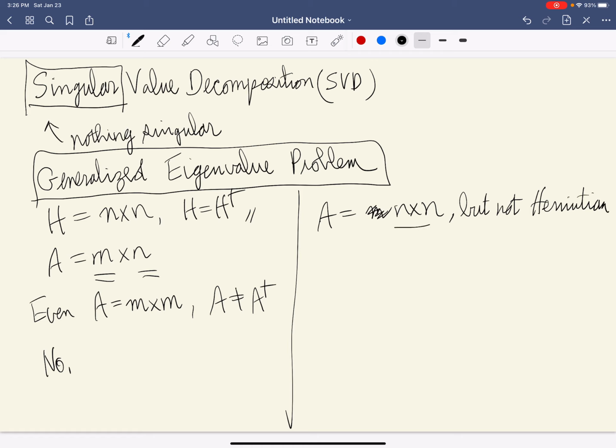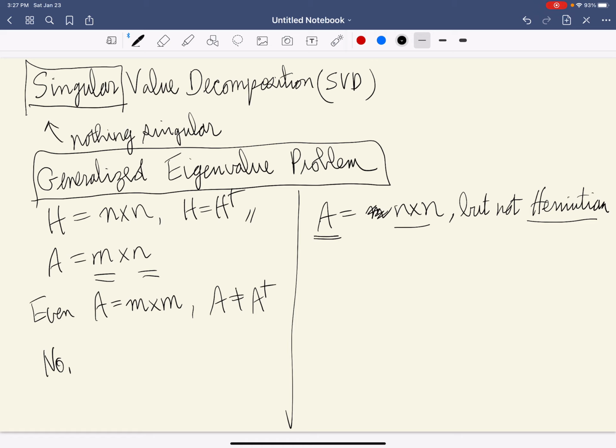If it's a square and Hermitian, then you don't really have to worry about singular value decomposition. The eigenvalue decomposition using the unitary matrix, which is something we already talked about, is going to do a perfectly good job. But when A is not a Hermitian matrix, there's no guarantee that a set of orthogonal eigenvectors will exist, there's no guarantee that the corresponding eigenvalues will be real.